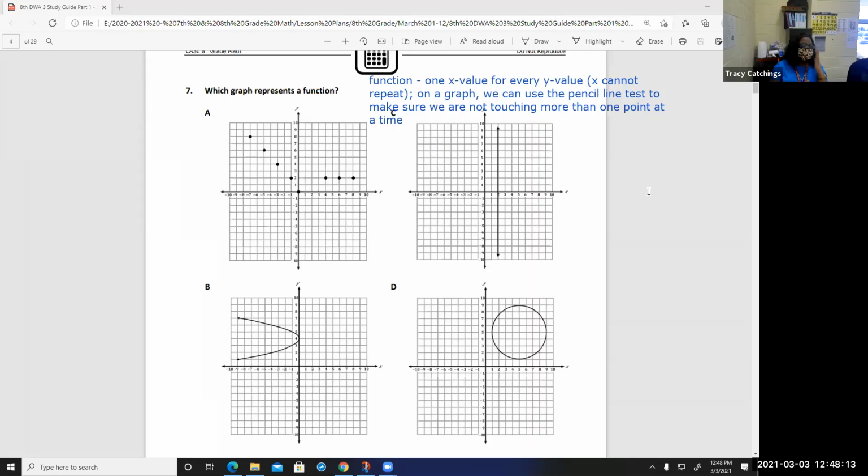On a graph, we check to see with a pencil line test to make sure we're not touching more than one point.